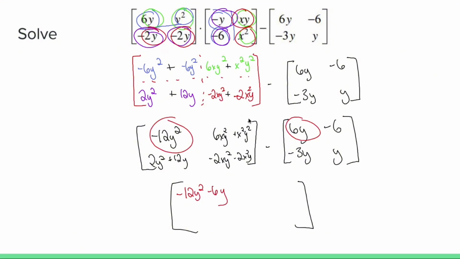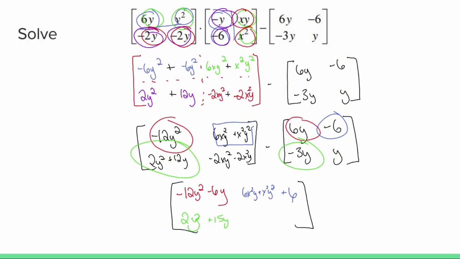All right. We've got 6x squared y squared plus x squared y squared plus, or I'm sorry, minus negative 6. So it's going to be, let's get this part out of the way, 6x squared y plus 6x squared y squared minus negative 6 minus negative 6 plus 6. Okay, two more. 2y squared plus 12y minus negative 3y. So 2y squared is 2y squared, plus 12y minus negative 3y is plus 15y, because minus negative is plus a positive. So 12y plus 3y is 15y.